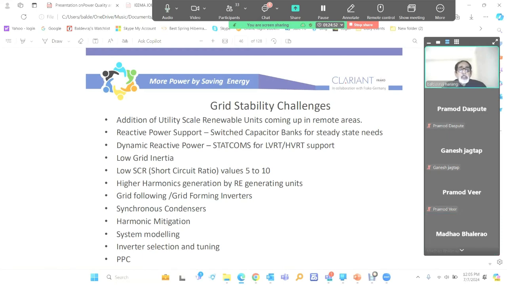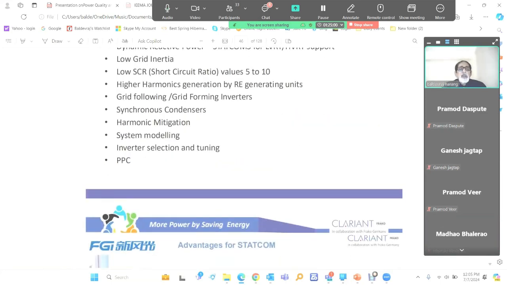And the second one is high pass filters. We are also manufacturing them, and we are giving them to all these renewable plants. So grid forming inverters, I was telling, we have to have synchronous condensers or battery backup. And then harmonic mitigation, as I discussed, we are having high pass filters today.